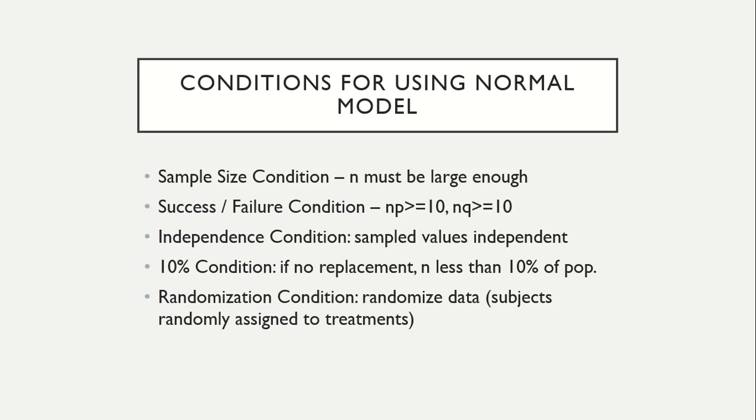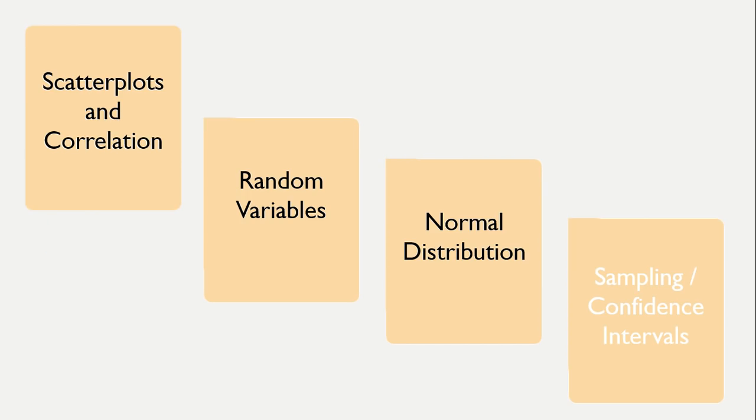And the randomization condition is that you need to randomize data. So if we were doing some type of pharmaceutical clinical trial, for the randomization condition to be fulfilled, we would need to assign subjects randomly to treatment.